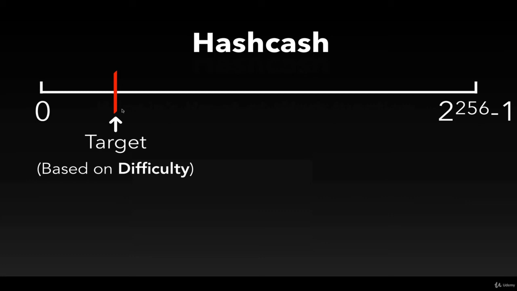And the opposite can also happen. If the network is going too slowly, if blocks are taking too long, then the target will be raised. And how do they do that? By lowering the difficulty. It becomes less difficult for miners.